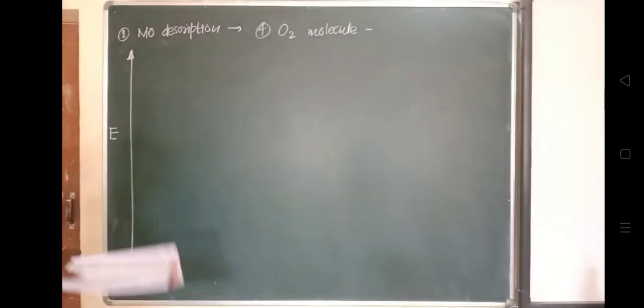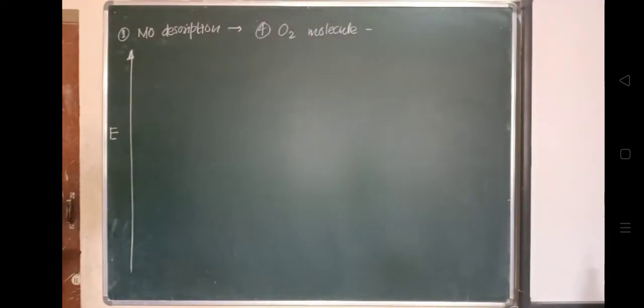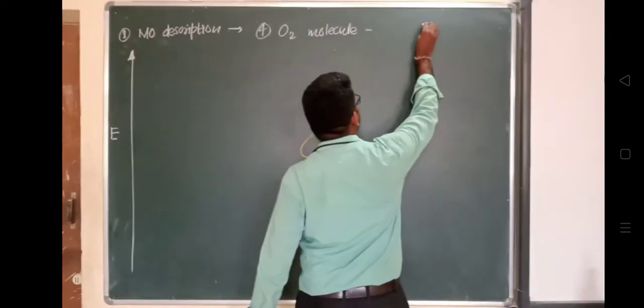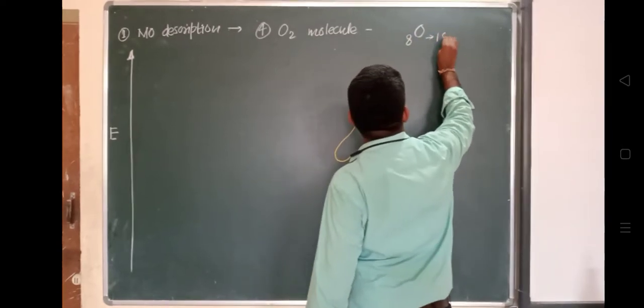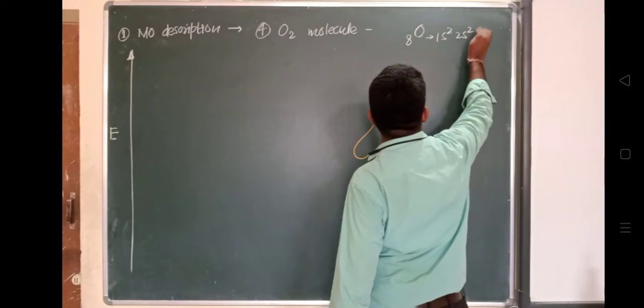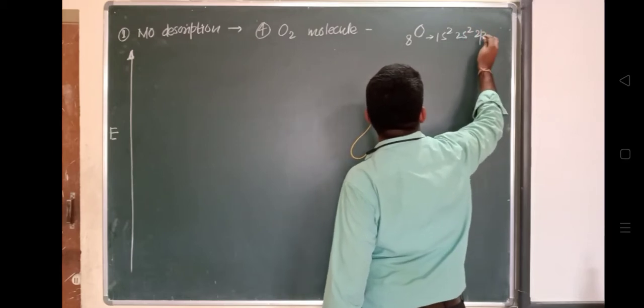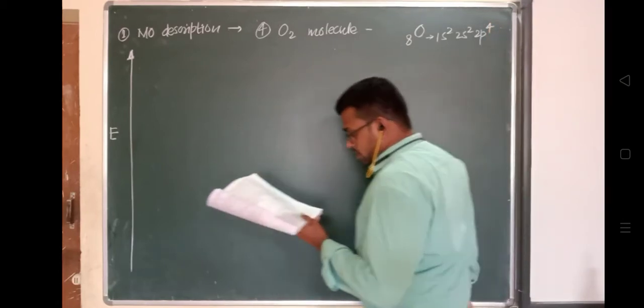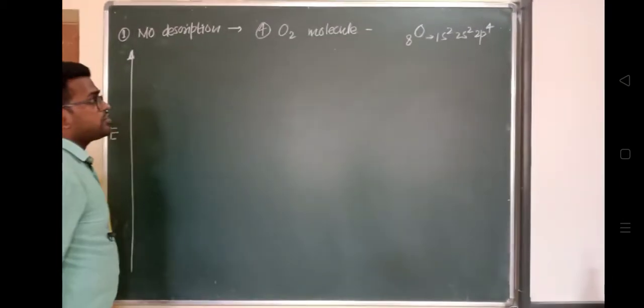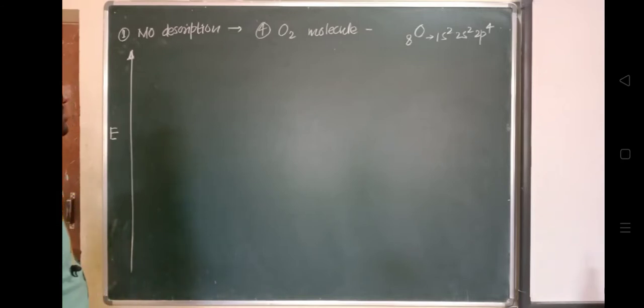Oxygen has atomic number 8, whose configuration is 1s2, 2s2 and 2p4. So this is the electronic configuration of one oxygen atom whose atomic number is 8. Now we have to see its molecular orbital description.